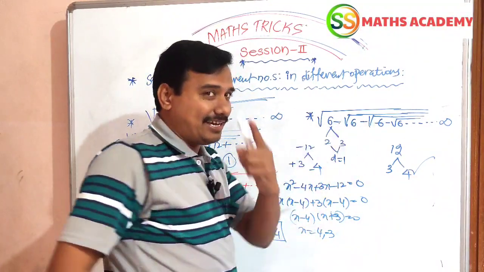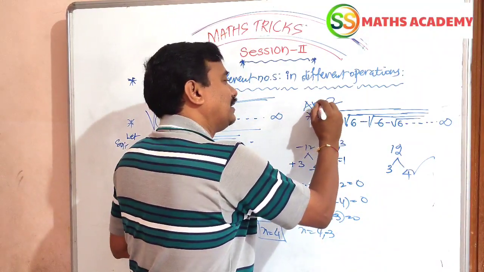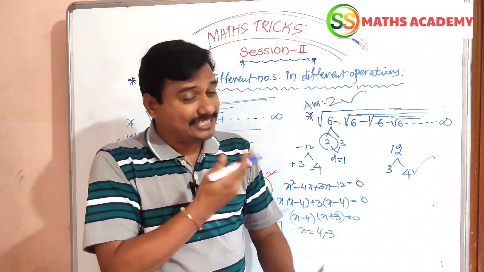Here minus is there. Yes, minus means the small one. Who is the small one? 2. Yes, the answer is 2. Yes, this is the way.